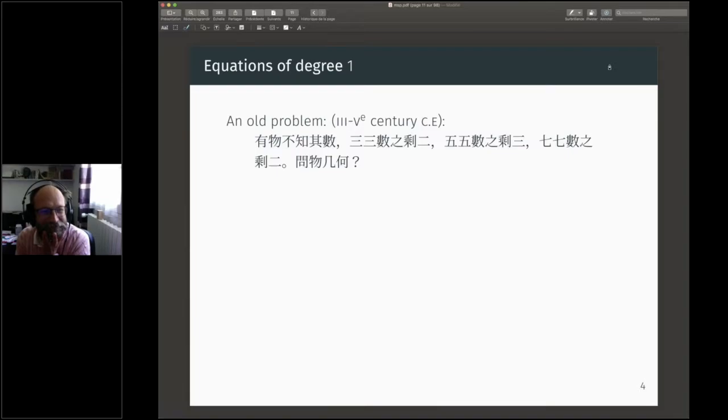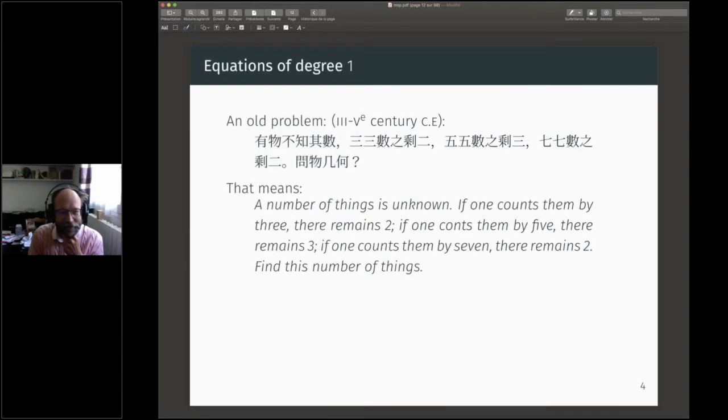Okay, so there's a number. When it is divided by 3, the remainder is 2. When it is divided by 5, the remainder is 3. When this number is divided by 7, the remainder is 2. So what is that number? Okay, and I have prepared that. With the typo, that's okay. And so that's no problem.